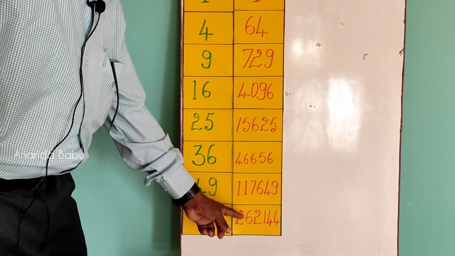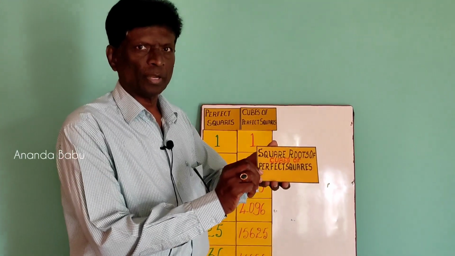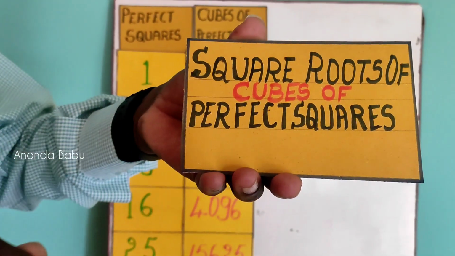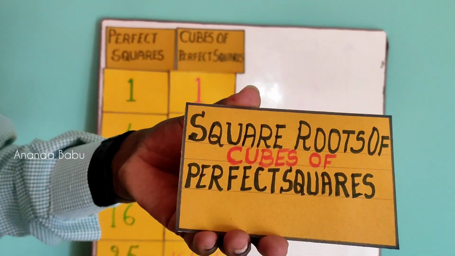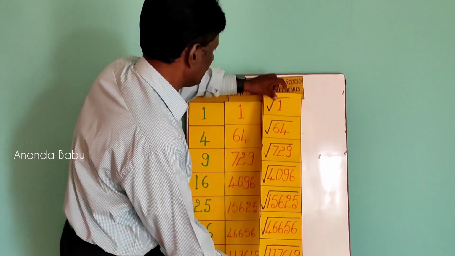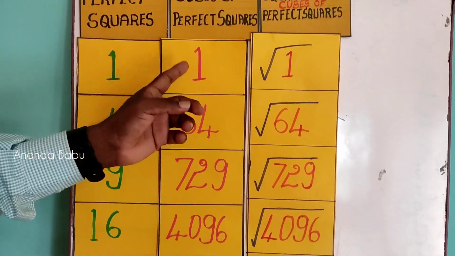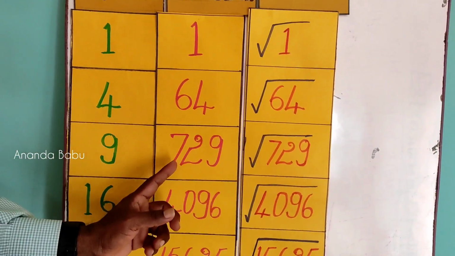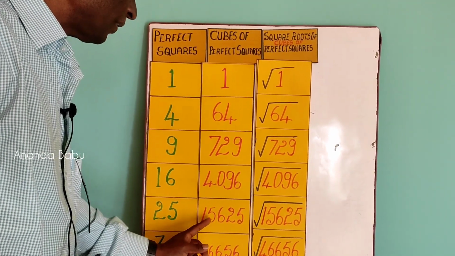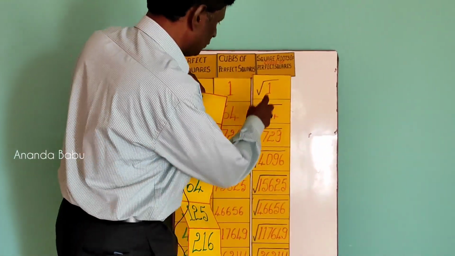64 cube is 262,144. Next, I am finding the square roots of these numbers, that is square roots of cubes of perfect squares. That is square root of 1, square root of 64, square root of 729, square root of 4096, square root of 15625, so on.